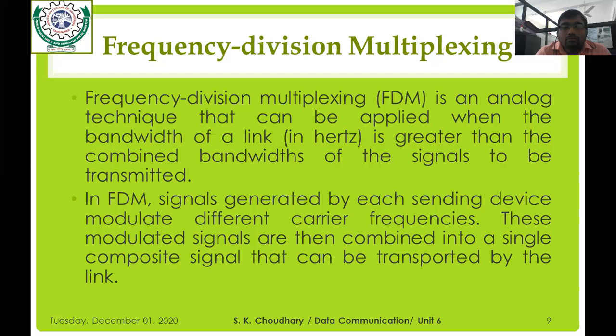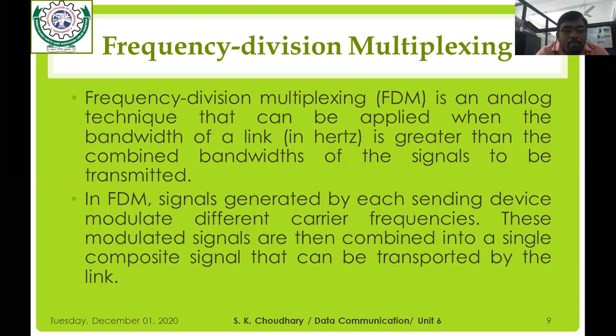Frequency division multiplexing, FDM, is an analog technique that can be applied when the bandwidth of a link is greater than the combined bandwidth of the signals to be transmitted. Suppose you have n signals and their combined bandwidth is 1 megahertz, but the link bandwidth is greater than that, maybe 2 megahertz or 5 megahertz. In this case, we use frequency division multiplexing.